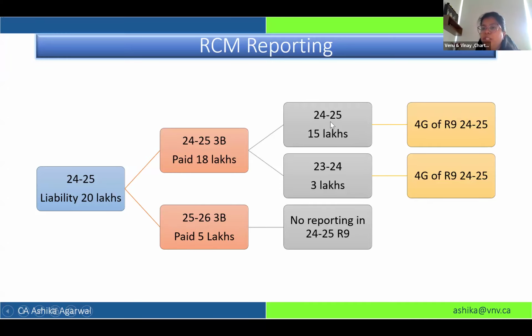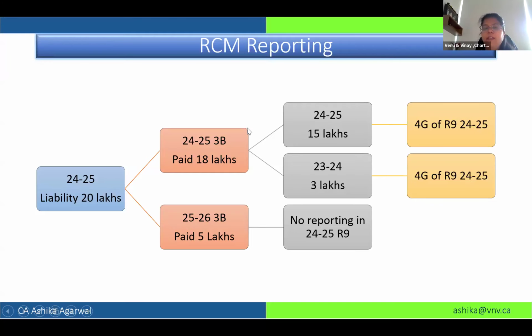So how much should I report? As I have paid only 15 lakh in 3B, in 4G I will report 15 lakh, not 20 lakhs. Means what is paid in 3B will come in table 4G, unless it is paid through DRC 03. If you are paying through DRC 03, 15 plus 5, then 20 lakhs will be your table 4G. But if you have paid through 3B of 2 different years, then only what you have paid for 24-25 will be forming part here.